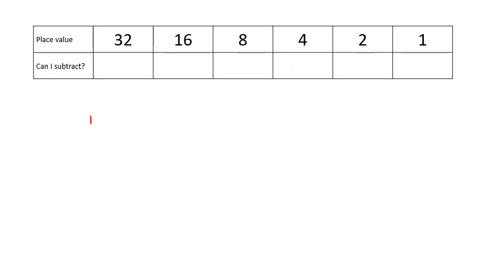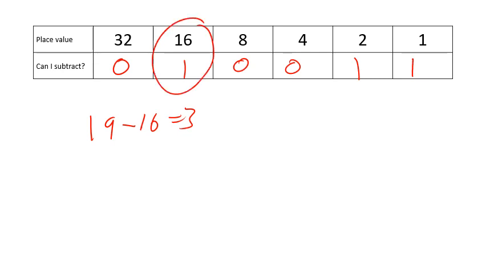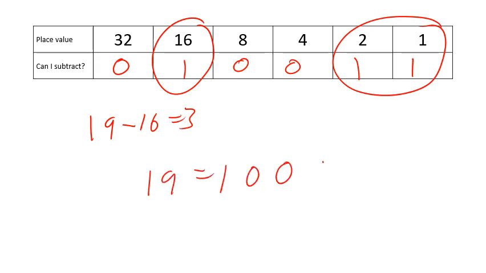Next number, 19. So no 32. 16 we can, so we can take away 16. That leaves us with 3. We've done 3 before, so you might know that that's 0, 0, 1, 1. So it's just 16 plus 3, right? Makes 19. So you can see the 16 here and the 3 here. So 19 equals 16, no 8, no 4, a 2, and a 1.